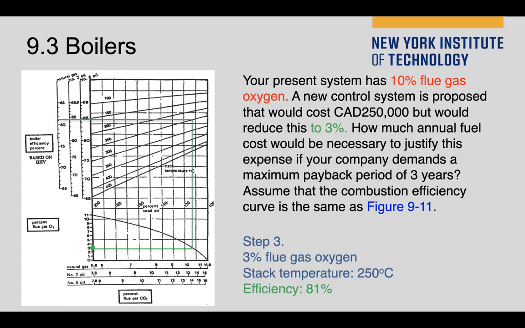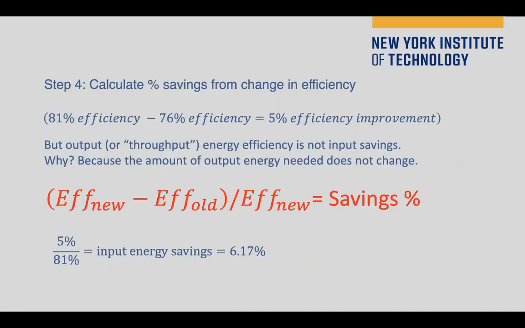Any question on how we can figure out the efficiency of the new system, which is equal to 81? Okay, if no, then I go to the next page. So we know the baseline efficiency is 76%, and we also know the new efficiency of the system is 81%. The difference, the efficiency improvement, is 5%.